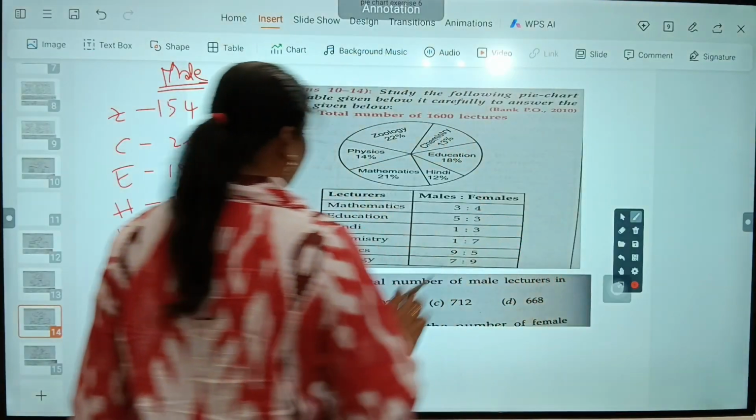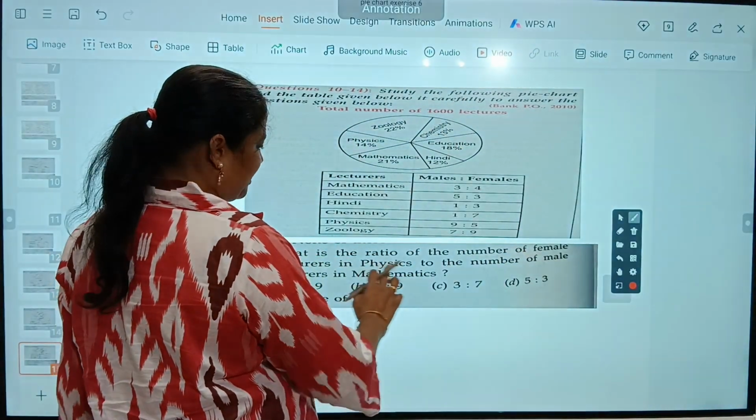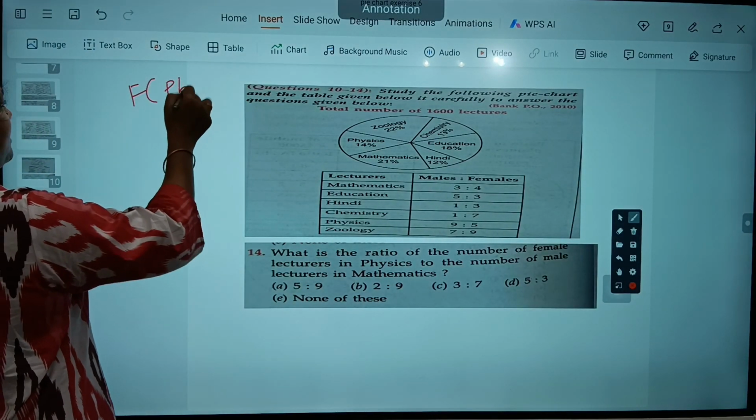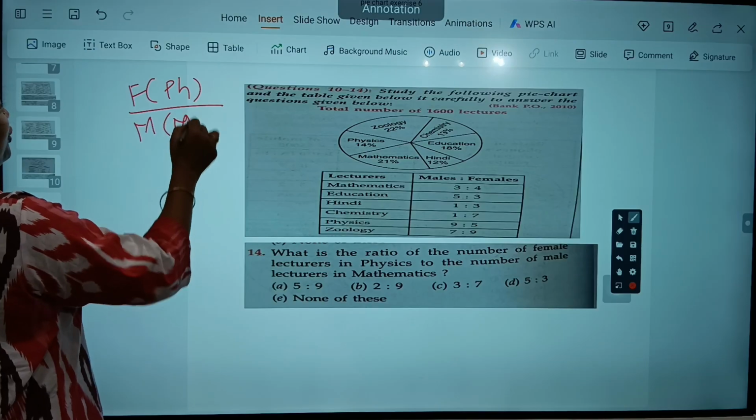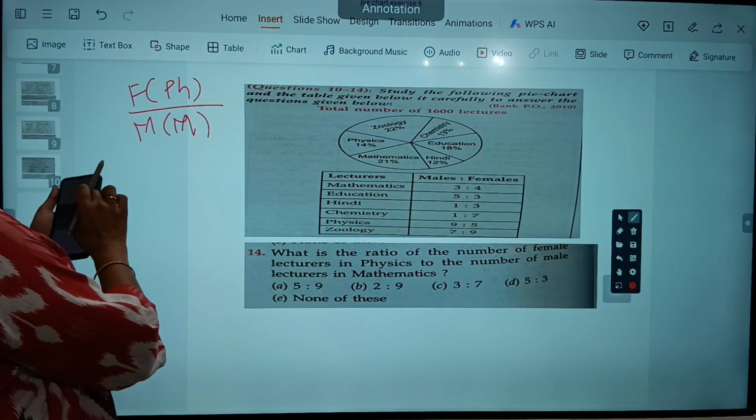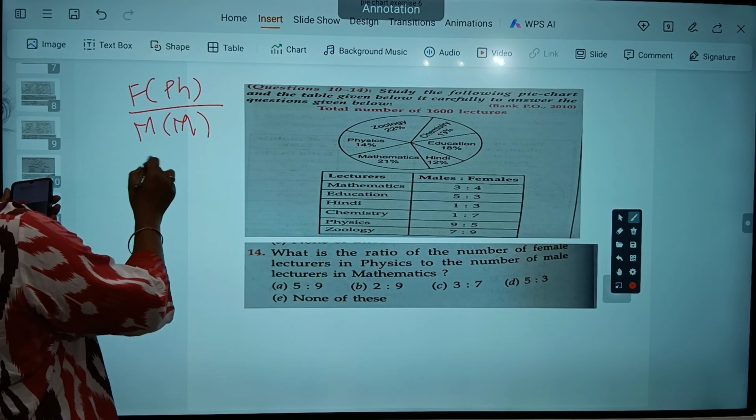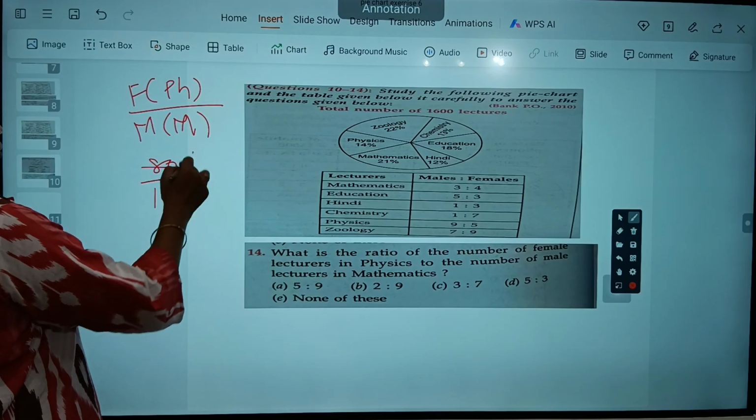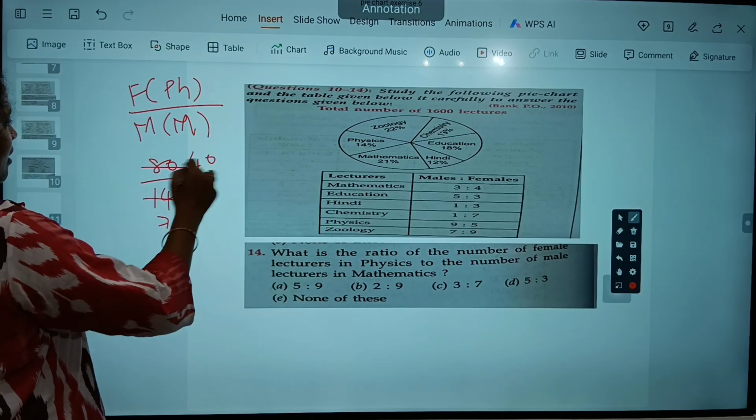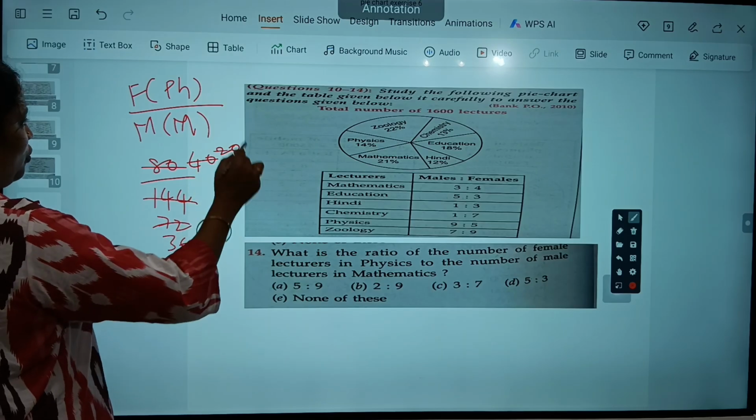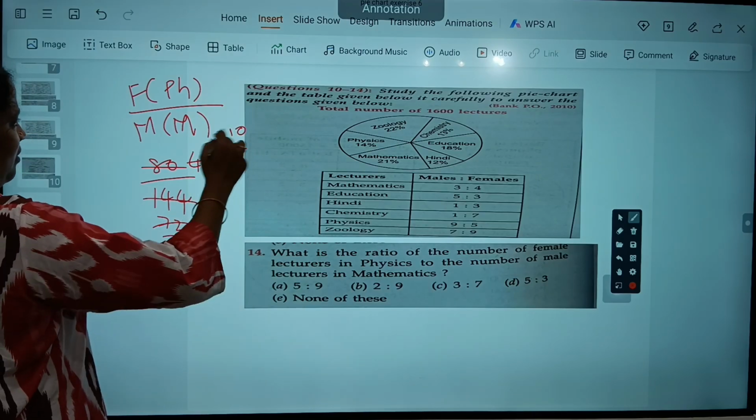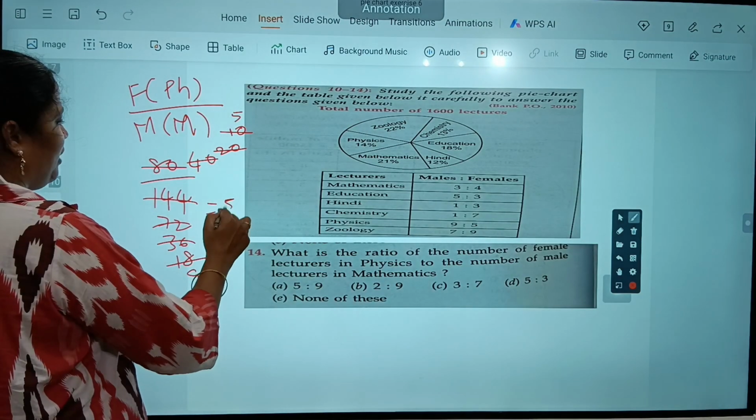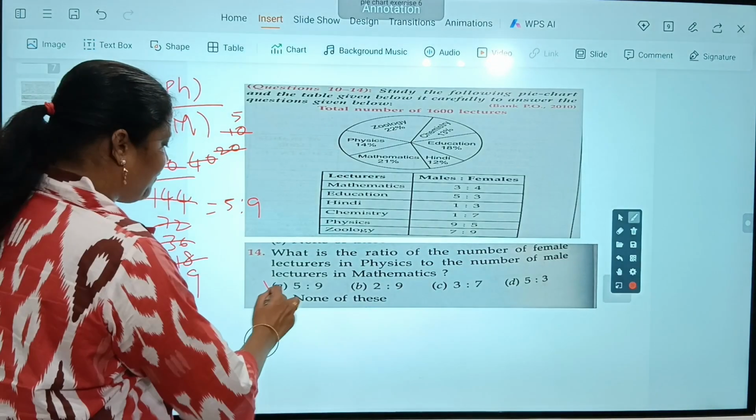The last question of this graph is, what is the ratio of the number of female lecturers in physics to the number of male lecturers in mathematics? So what is the number of female lecturers in physics? It is nothing but 80, by male lecturers in maths, it is 144. Simplifying, the ratio is 5:9. So the answer is A, 5:9.